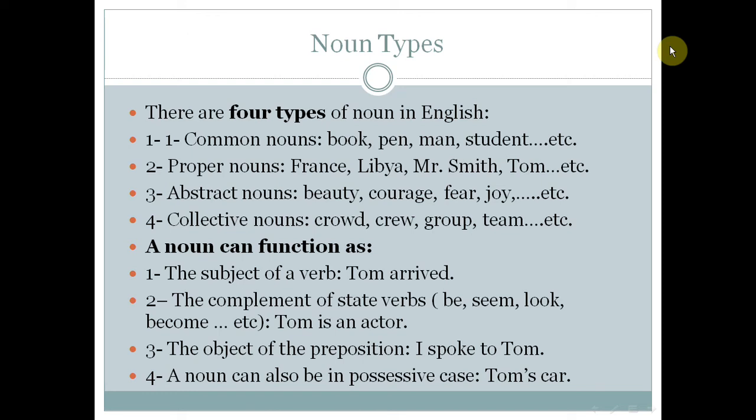Number 4, a noun can also be in possessive case, like Tom's car, Muna's room. For example, baby's toy. So, a noun can also be in possessive case. Tom, apostrophe s, is possessive here. So, a noun can also be in possessive case.